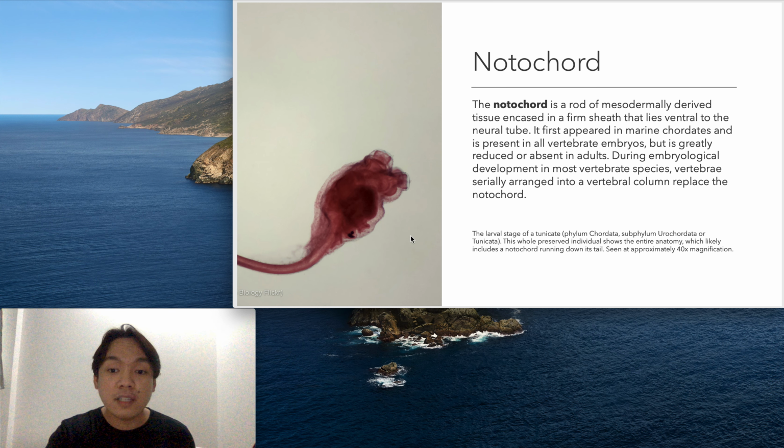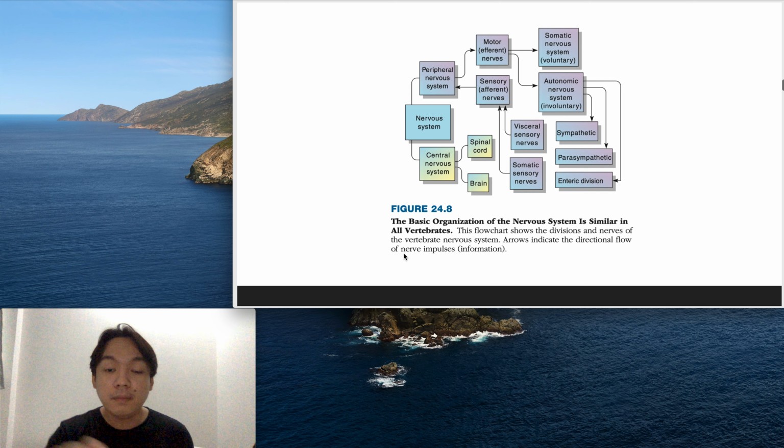This is a larval stage of a tunicate in Urochordata. Okay, so this is your figure for the basic organization of the nervous system in all vertebrates. We have the nervous system, the CNS below and the PNS above. Under the CNS, we have the spinal cord and the brain.